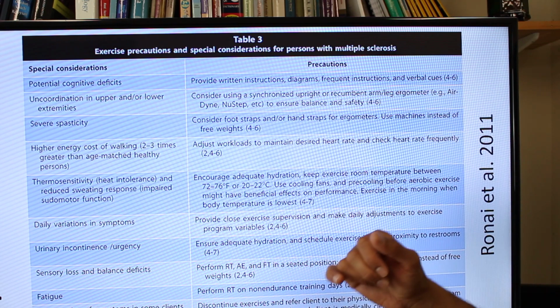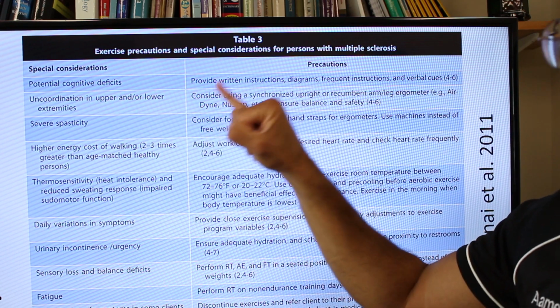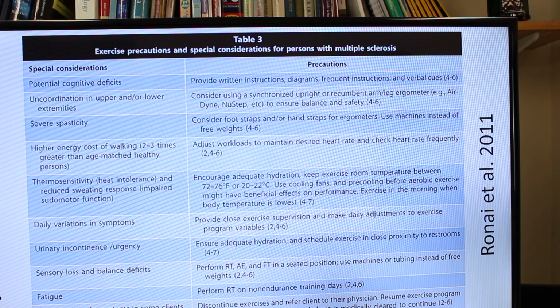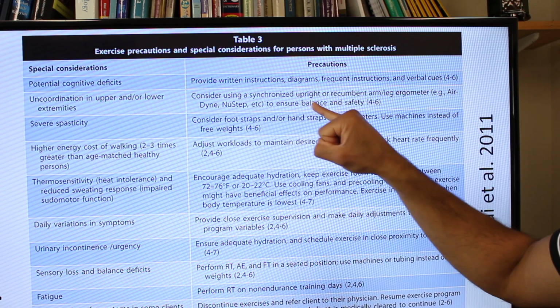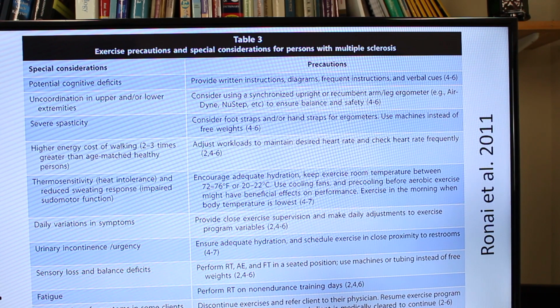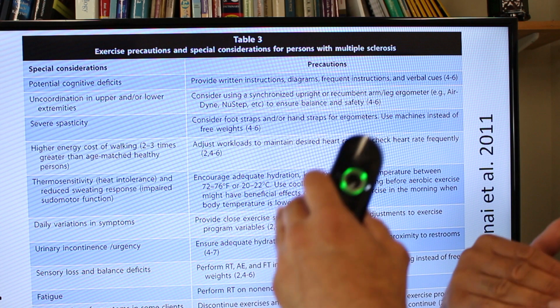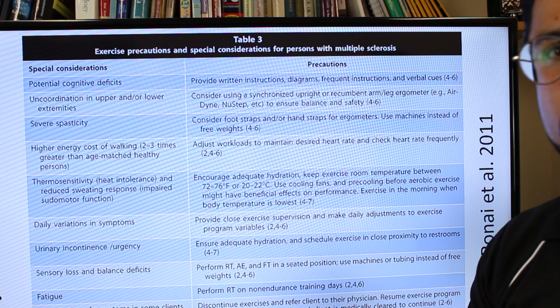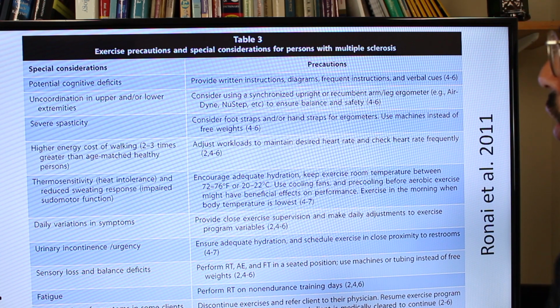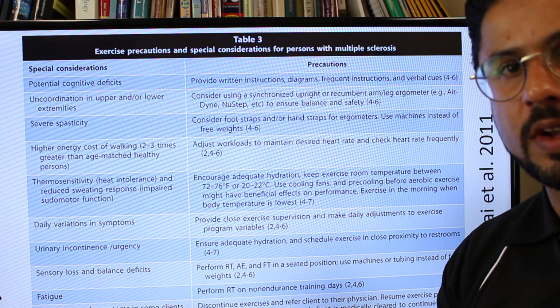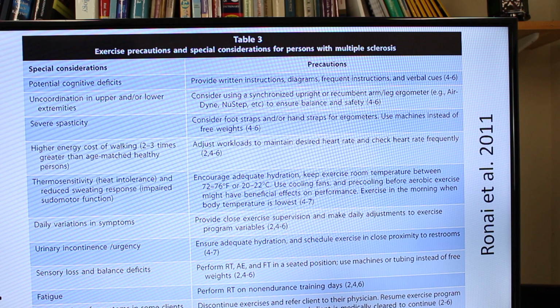We know that one of the symptoms patients may have is cognitive deficits, okay? So one of the things to mitigate against that is that you provide clear instructions in your exercise programming. In your class, you've got diagrams to show patients what exercises they should be doing and how they should be doing them. If you're recommending home-based exercise, give them a leaflet to take home. So diagrams, regular instructions, and provide verbal feedback as well. So the patients do need close supervision.